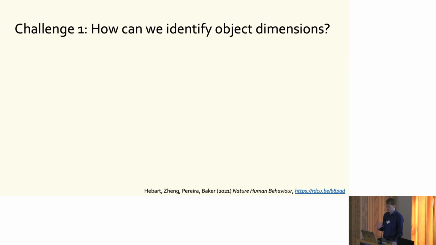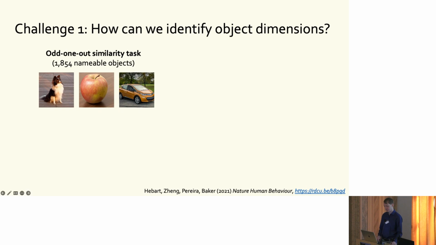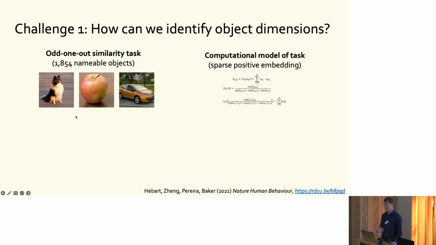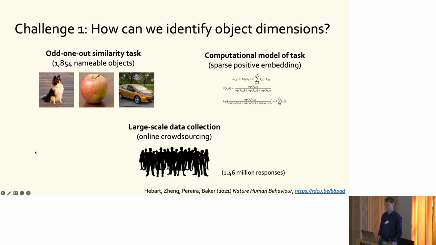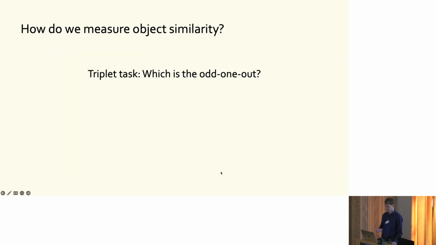Okay, so coming back to the challenge that we had initially, how can we actually identify these object dimensions? The approach that we choose here is an odd one out similarity task, and I'll explain more about why we're doing this, to sample the similarity of different objects to each other. What we then do is develop a computational model of the task that allows us to infer the dimensions that people use when they're making these types of similarity judgments. And then we have this large-scale data set that I've been talking about, where we've done large-scale crowdsourcing with 1.46 million responses.